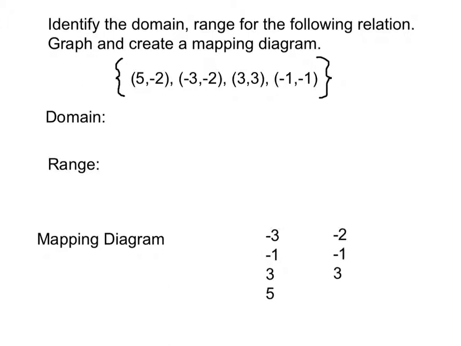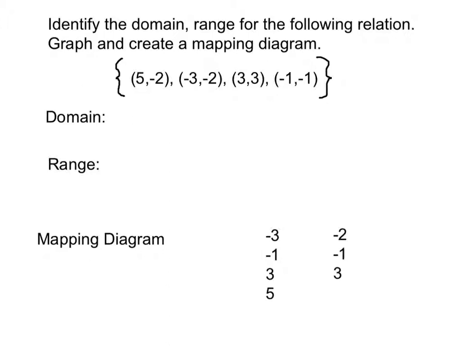In this example, they're asking us to identify the domain and the range for the following relation, and then graph and create a mapping diagram for that relation. We're looking at 4 ordered pairs inside of our relation: 5, -2, -3, -2, 3, 3, and -1, -1.